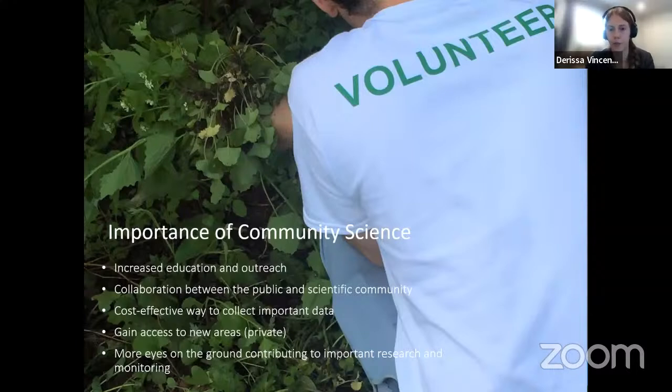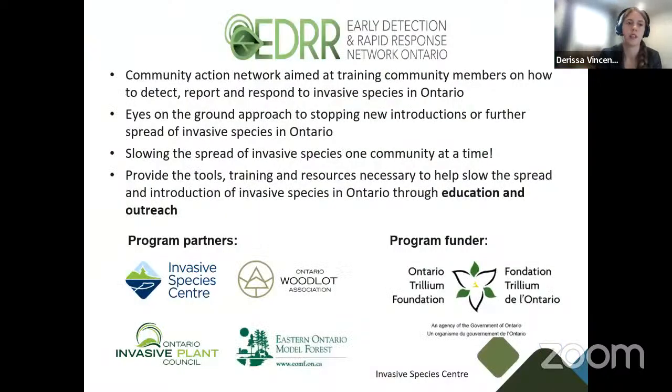More eyes on the ground refers to pretty much anyone, from trained professionals to hobbyists and even children who want to get involved. It's not only the sheer number of people on the ground that helps us detect a new introduction earlier, but locals and community members are also more likely to notice the subtle changes in their backyards and neighborhoods because they're more familiar with them. So I'll jump into some of the programs. One program that we coordinate at the ISC is the Early Detection and Rapid Response Network of Ontario.